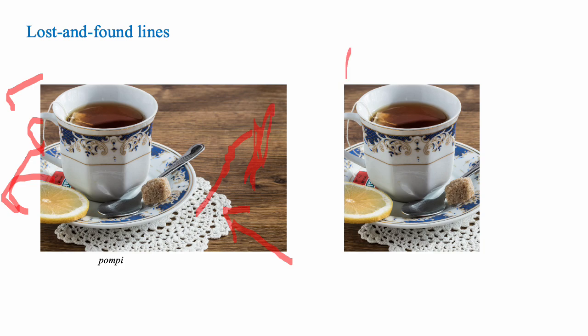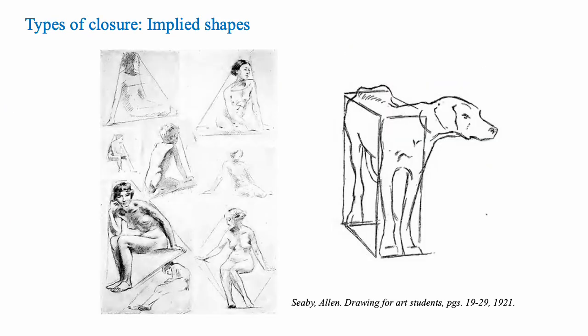But look what happens when we crop on both sides. The cup looks like it's squished, and the viewer may just walk away because there's just too much for him to figure out. We use implied shapes when drawing objects, like the triangular shape of the figures and the box-like structure of the dog's body.